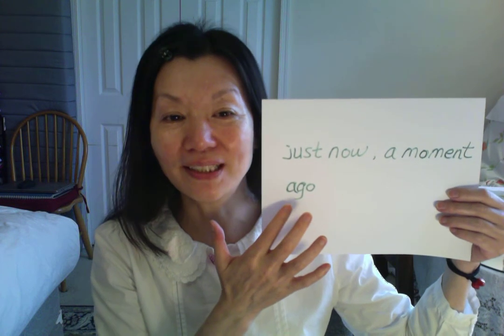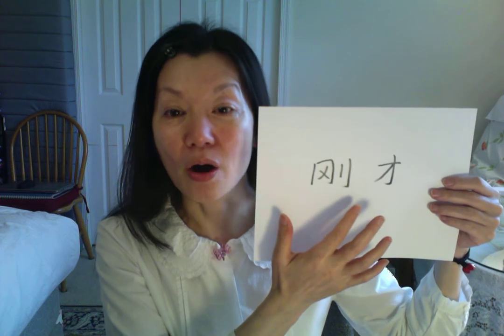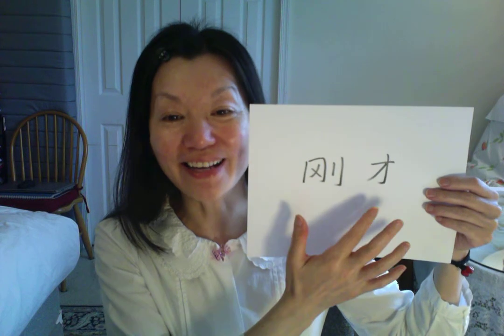Just now or a moment ago. In Chinese we say what? We say 刚才, just now, or a moment ago. 刚才, okay. 刚才, a moment ago.